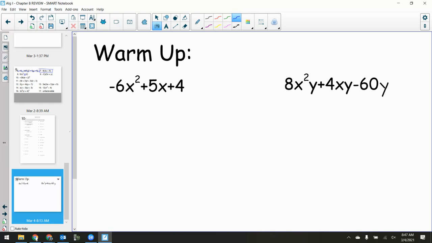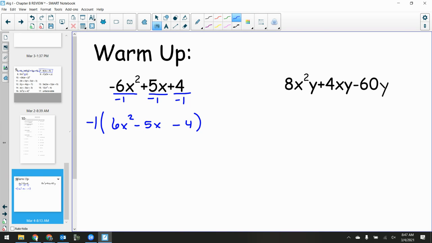All right. We want to pull out the negative, right? That's what we talked about at the very beginning here. We want to pull out the negative. Now, what does that do? That just changes everybody's sign on the inside. Okay? That's all that does. So that means that's going to be a 6x squared minus 5x minus 4.